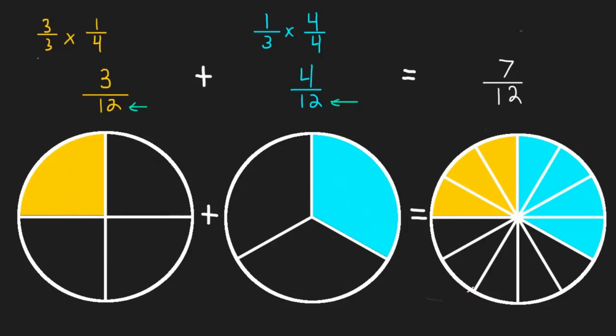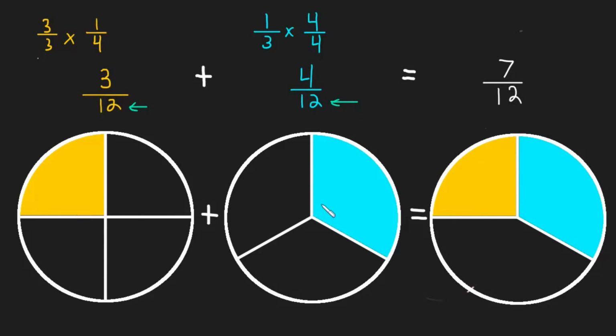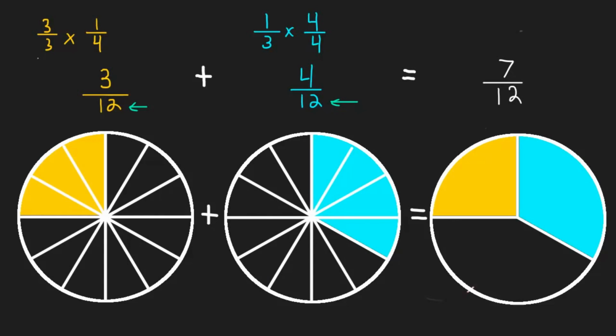Before we did that, we had something like this. We had 1/4 plus 1/3. We couldn't add those. Then we found this common denominator. In other words, we split the pie into the same number of pieces, and then we could add them.